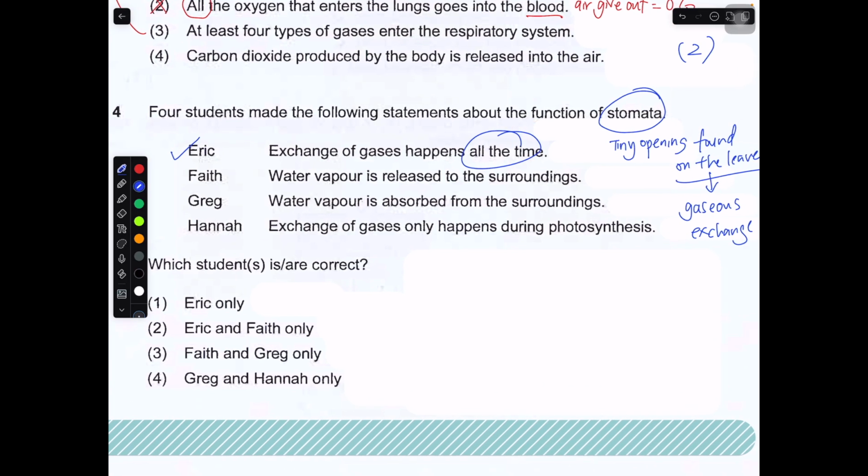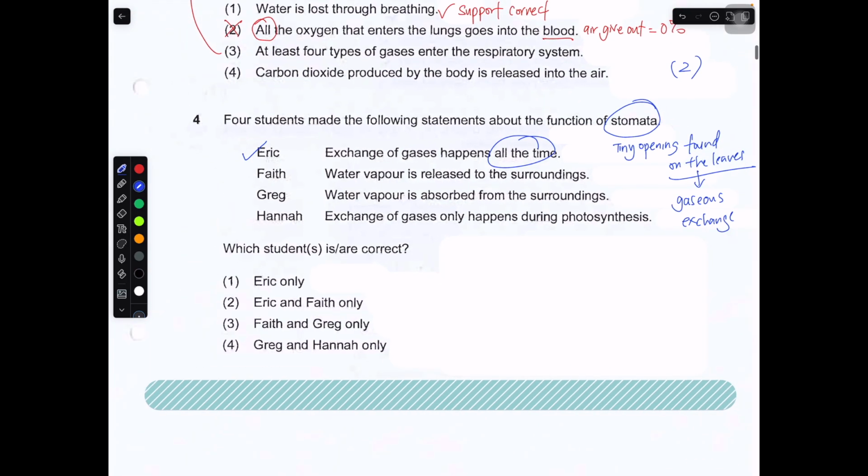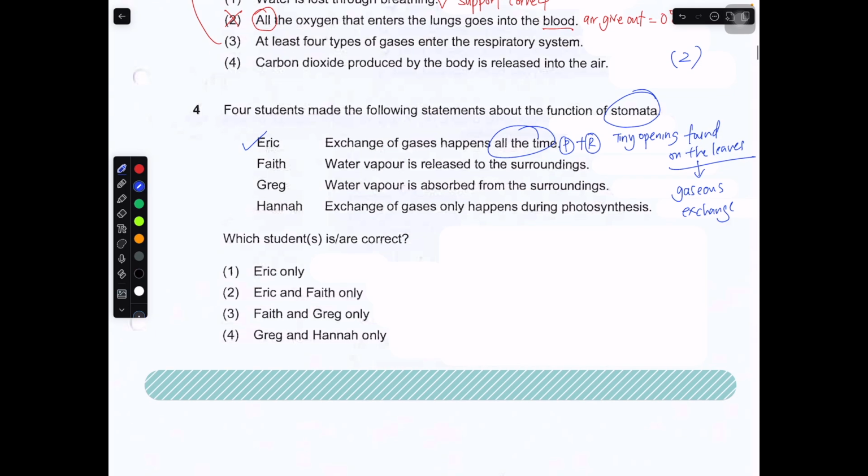No matter during daytime or nighttime, the plants will carry out gaseous exchange. And this gaseous exchange is really for 2 processes: photosynthesis plus respiration. Respiration happens all the time. Photosynthesis happens when there is light. So Eric is correct. Water vapor is released to the surrounding. This is correct, true. When the stomata is open, water vapor will be released into the surrounding.